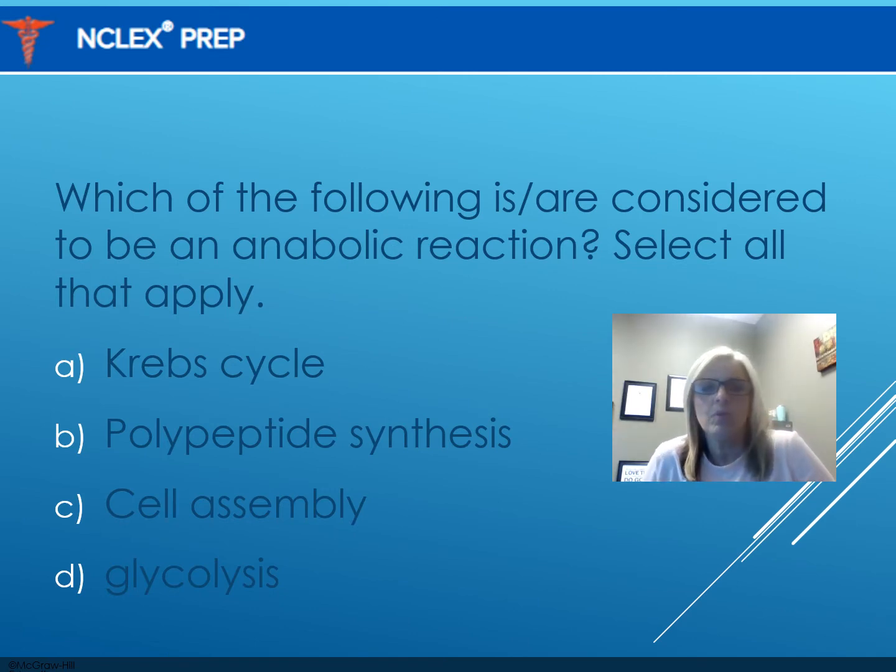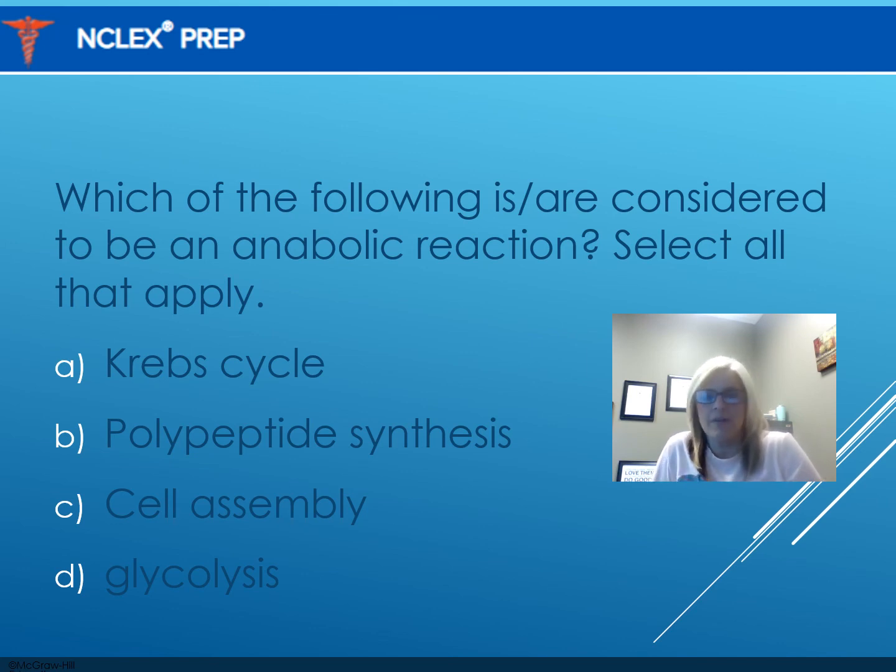Okay, so let's put what we've talked about to use with a little prior knowledge. Which of the following is considered to be an anabolic reaction? Select all that apply: Krebs cycle, polypeptide synthesis, cell assembly, or glycolysis. All right, pause here and come up with your answer.